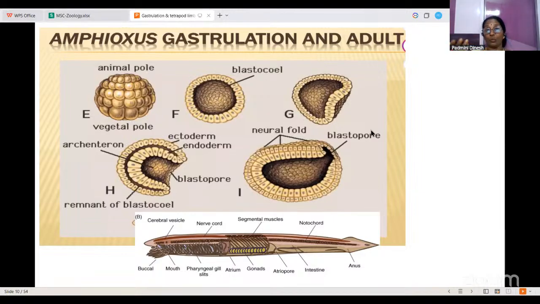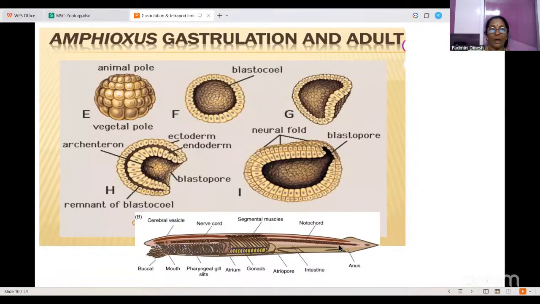Now coming to amphioxus. What's an amphioxus? It's a cephalochordate. Why cephalochordate? Cephalochordate is because the notochord runs from the head region till the tail region over there. And because of the presence of the notochord still in the animals, you call them cephalochordates, chordates over there.